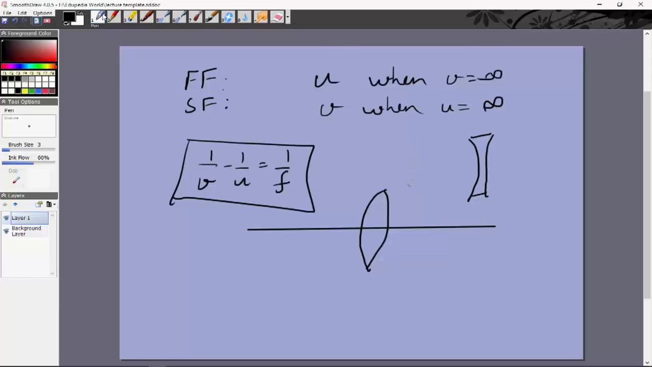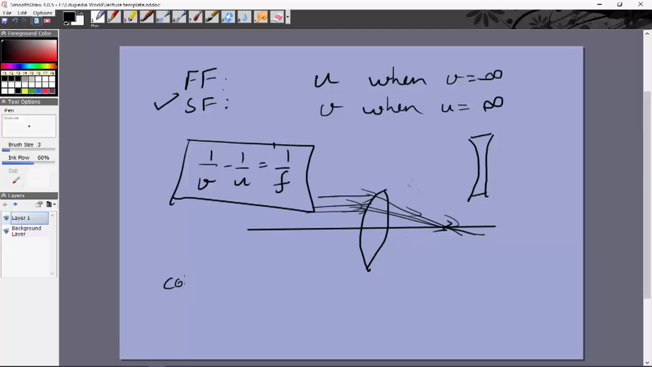So for a convex lens, the second focus, remember the second focus is the more important focus. What is this focus? V when U is infinity, V is equal to F. When V is equal to infinity, U is equal to minus F. So 1 by F is 1 by V. The second focus is the more important one, and that is the focal length which we use in the formula. Right. So V when U is equal to infinity. U is equal to infinity means rays come parallelly. When they come parallelly, they'll meet at the focus.